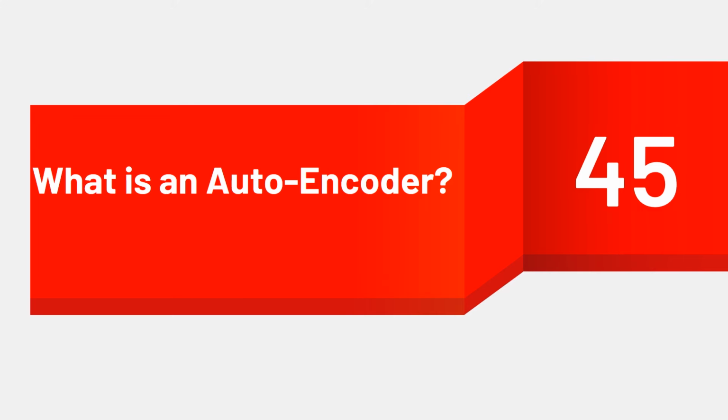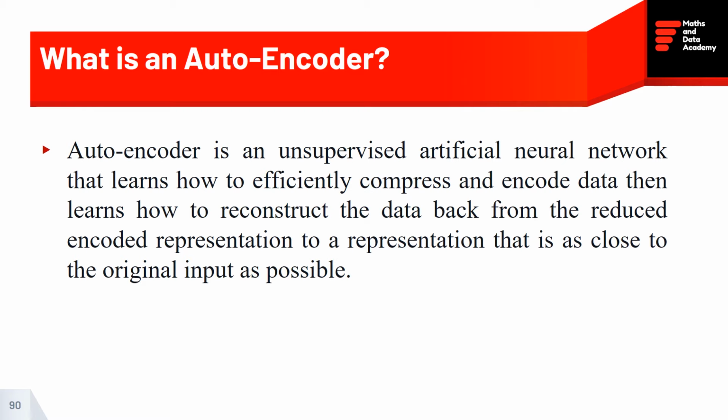What is an autoencoder? Autoencoder is an unsupervised artificial neural network that learns how to efficiently compress and encode data, then learns how to reconstruct the data back from the reduced encoded representation to a representation that is as close to the original input as possible.